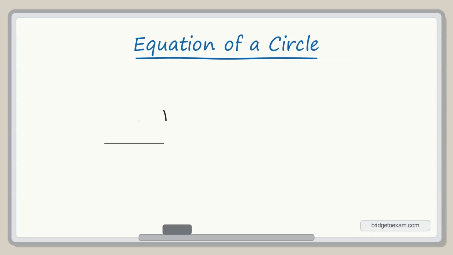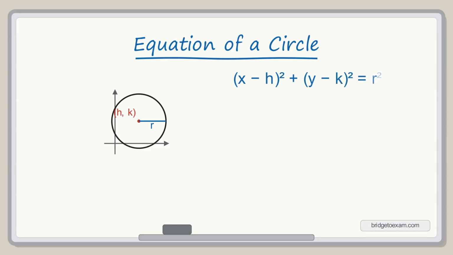Circles also live on the coordinate plane. A circle is just every point a fixed distance from its center. In standard form, that is (x minus h) squared plus (y minus k) squared equals r squared. The center is (h, k), and the radius is r.